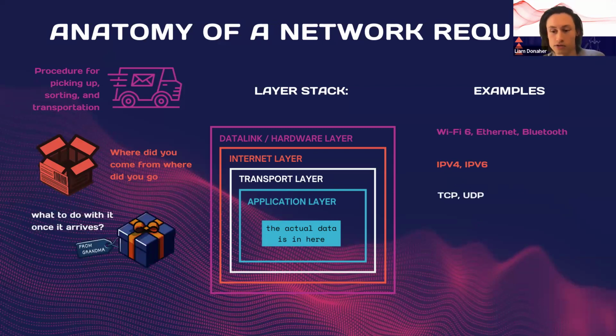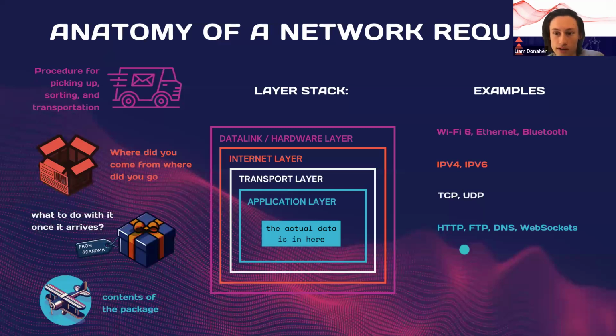This is the transport layer, and TCP is the biggest example of what is used in the transport layer. UDP is also used sometimes for DNS lookup, but this just tells what to do with a package once it gets to the front door.